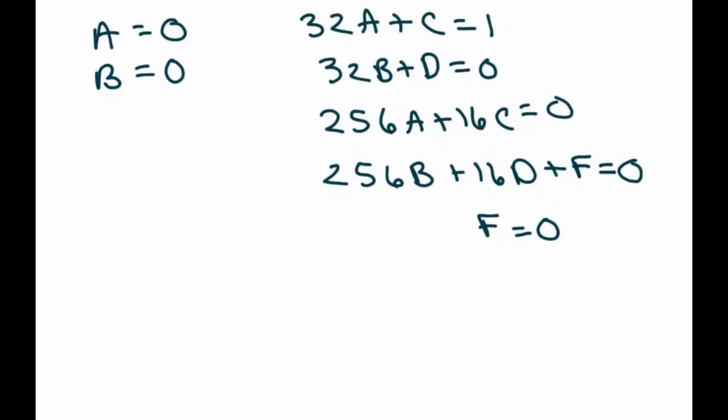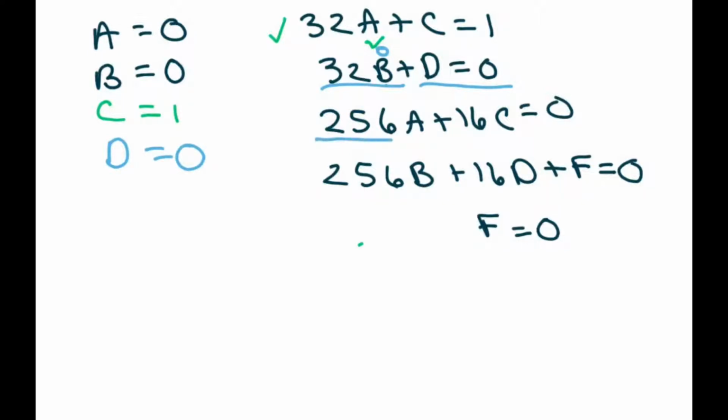So all we're going to do now is substitute. So when we look at this one, my a is 0. So when you plug in 0, you're going to get 32 times 0 plus c equals 1. So therefore, c just equals 1. You kind of do these in your head a little bit. Now this one, my b is 0. So 32 times 0 is 0, so we get d equals what? 0.